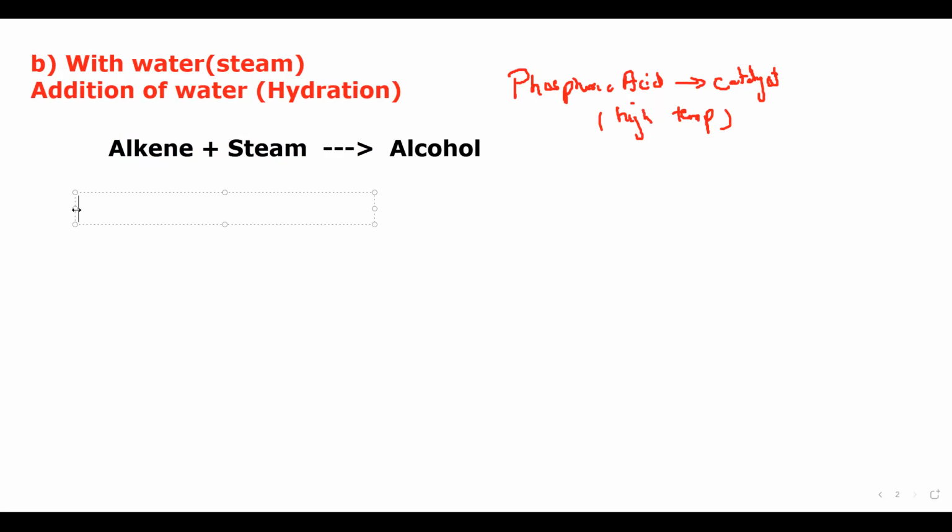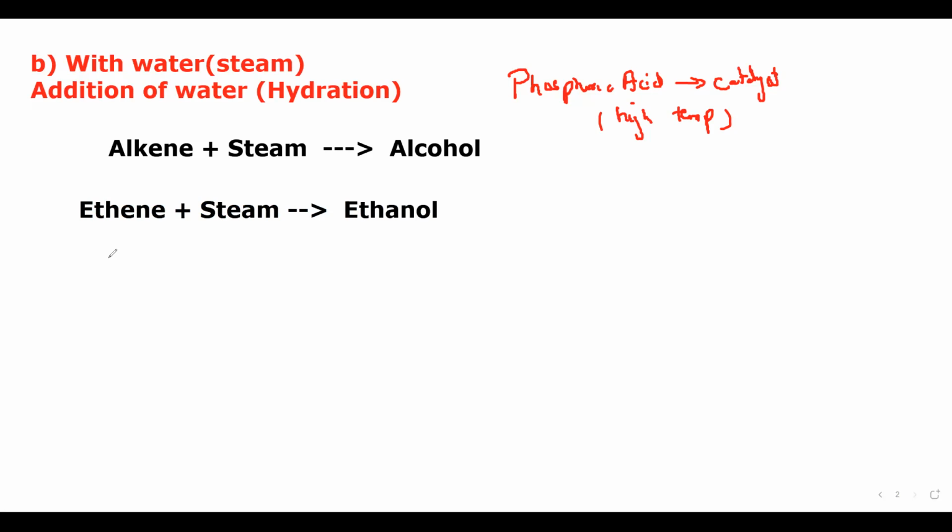So for example, if we have ethene plus steam or water at high temperature, what will it produce? It will produce ethanol, because it is an alcohol. Alcohol means the name should end in OL. And again, this is only one product.